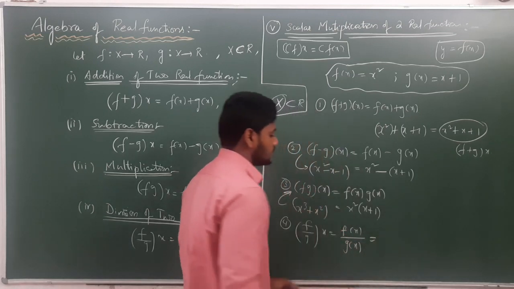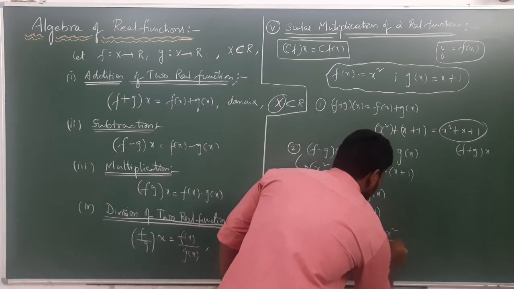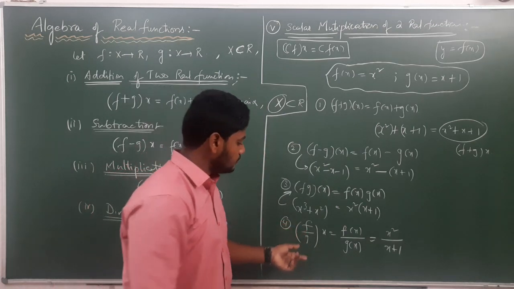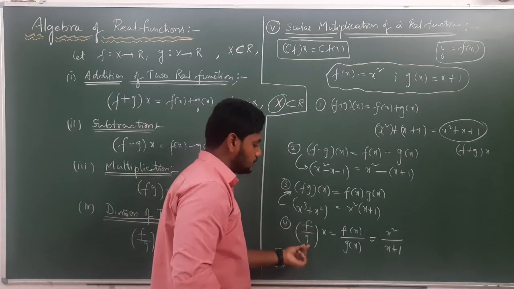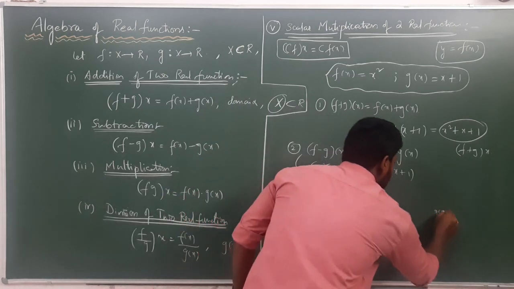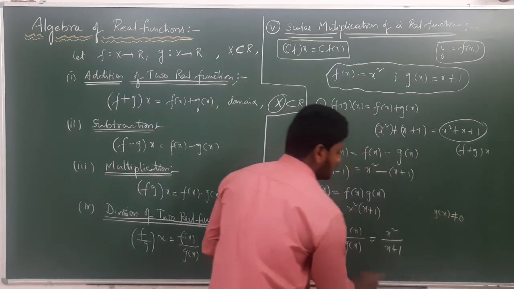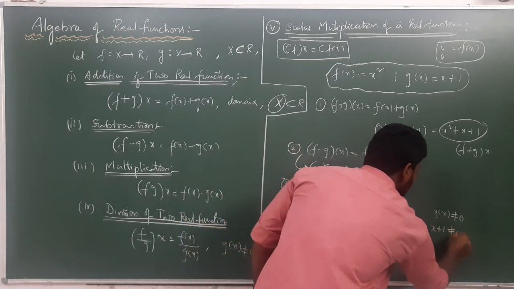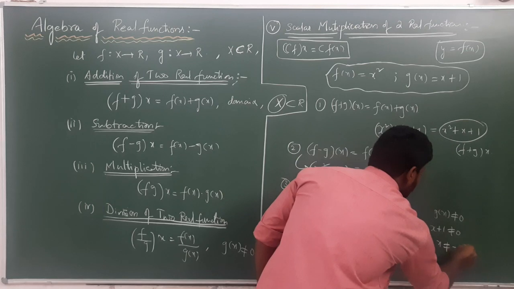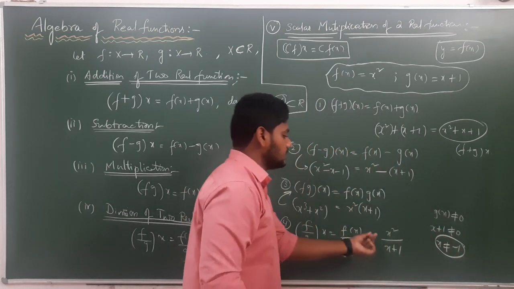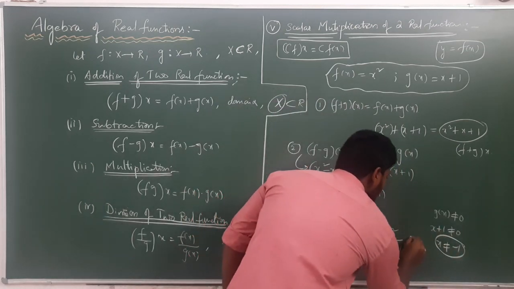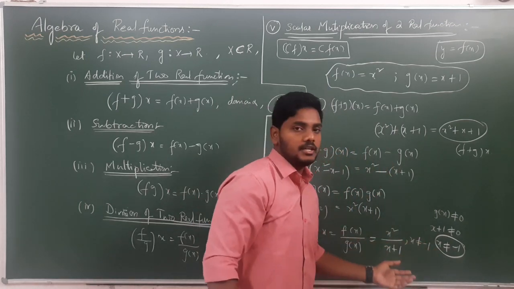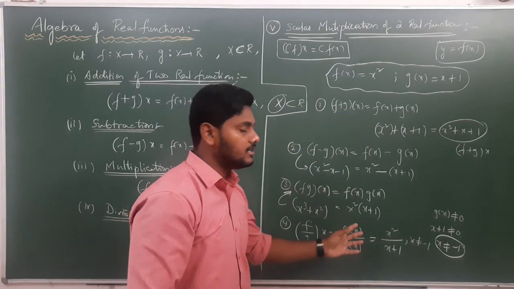Next, fourth one, f by g of x equal to f of x by g of x. So if you know those two functions, what is f of x? x square divided by x plus 1. But for this division of functions, we should mention the condition, that is g of x not equal to 0. That means this denominator should not be equal to 0. So x plus 1 not equal to 0, so x not equal to minus 1. So you can write x square by x plus 1, where x not equal to minus 1. Except x equal to minus 1, if you take any remaining domain value, it will satisfy.